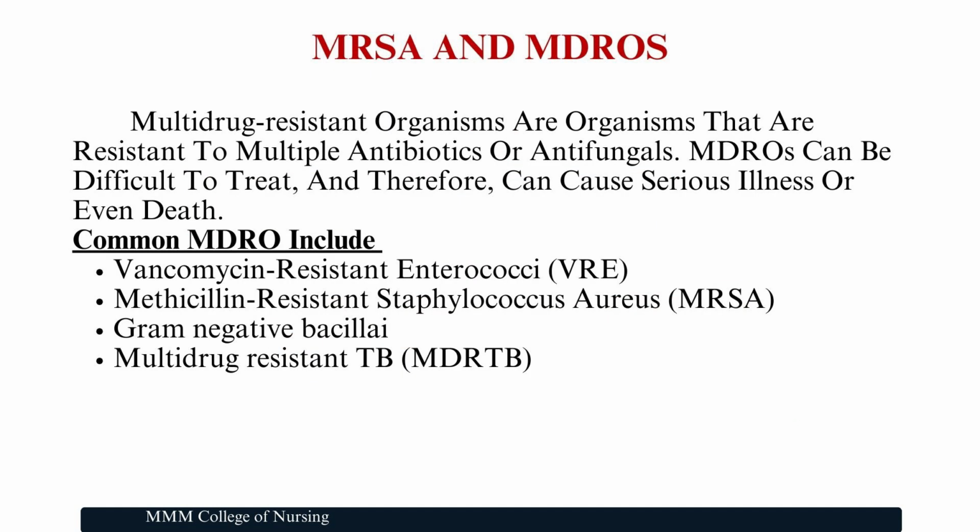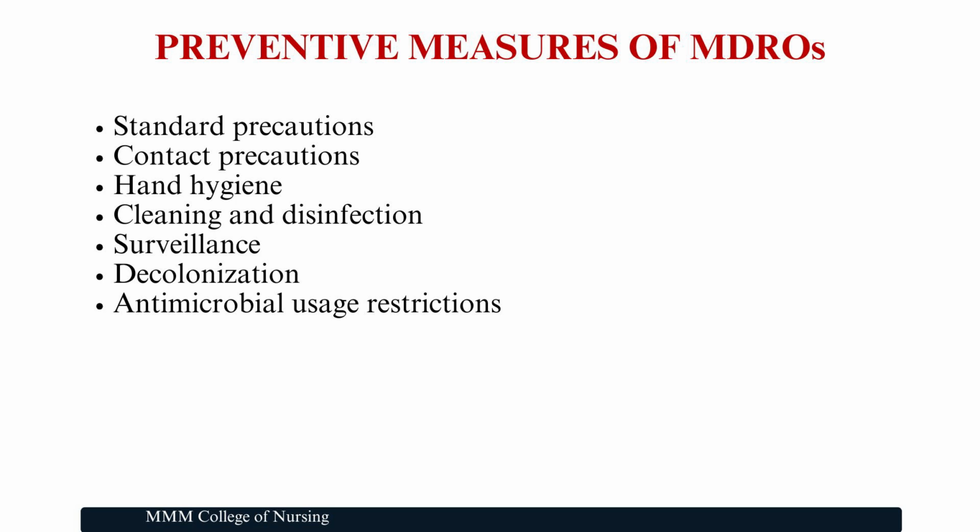So here are some of the antimicrobial resistant organisms: vancomycin resistant enterococci, methicillin resistant Staphylococcus aureus, that is MRSA, gram negative bacilli, and multi drug resistant tuberculosis. So till now we have seen the types, causes and mechanisms of antimicrobial resistance.